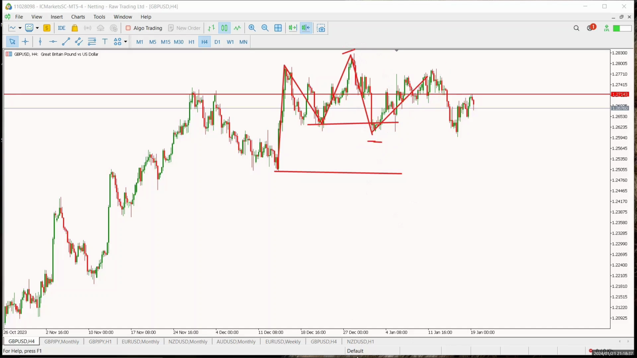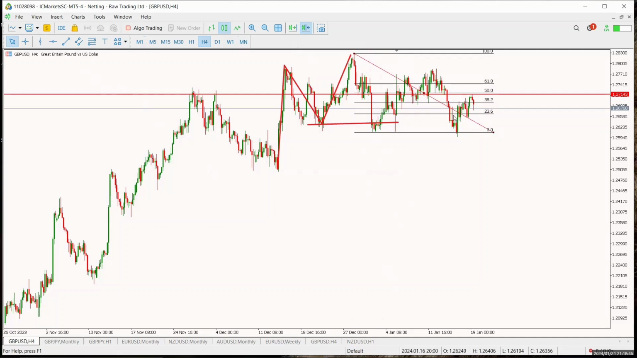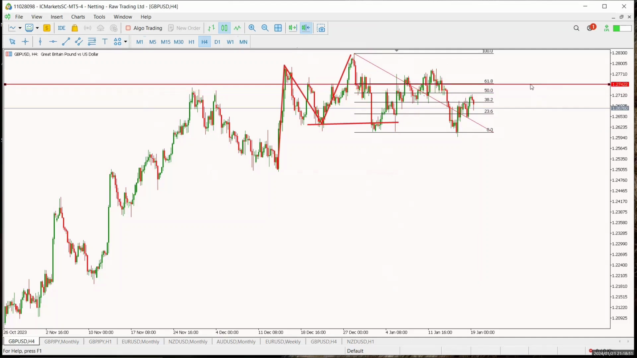Then bought to 61.8. Okay, so we brought our Fibonacci from the high to the low. And we saw that what? Okay, this was the 61.8 around here. So prices came to the 61.8.